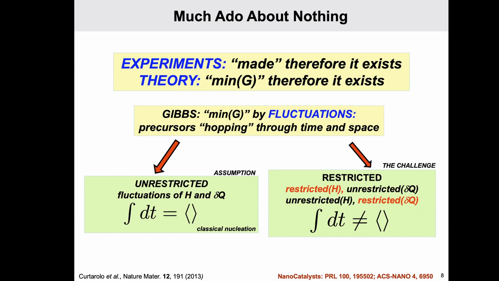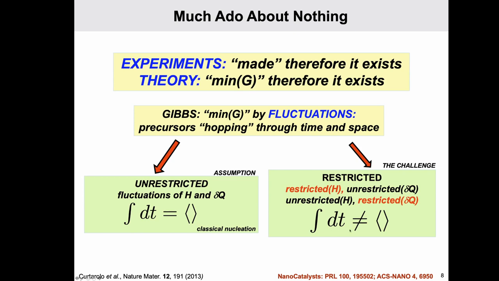Okay, so how to restrict the enthalpy? You can restrict the enthalpy, for instance, if you make nanoparticles, and this has a big impact in nanocatalysts because you can stabilize some configurations instead of others. Or you restrict the heat flow, right? Then you restrict the delta Q, and in this case, the time average is not going to be the statistical average. So, how can theoreticians find new materials?